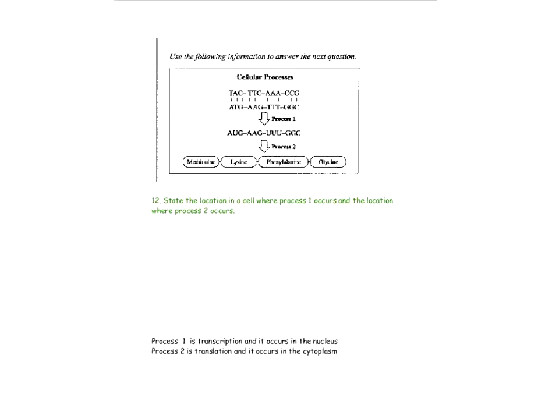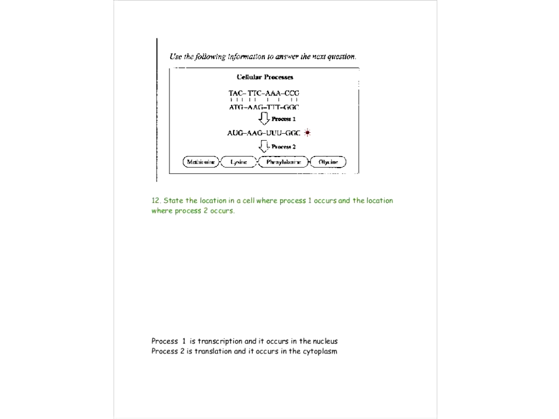Okay, next question. This one says, use the following information to answer the next question. So what we see here is some original DNA. It's being used to produce RNA, and then it's being used to produce proteins. So we're looking at these two processes, and it says state the location in the cell where process 1 occurs and the location where process 2 occurs.